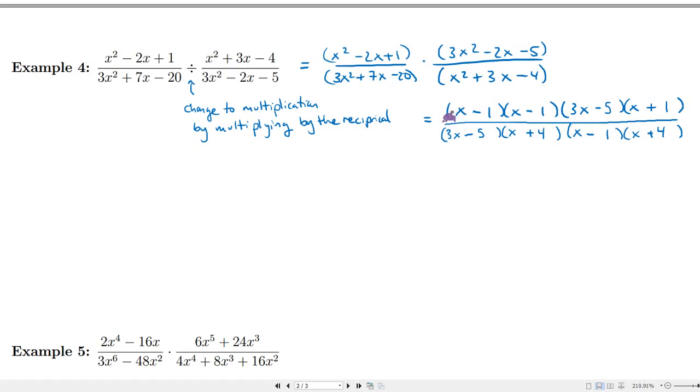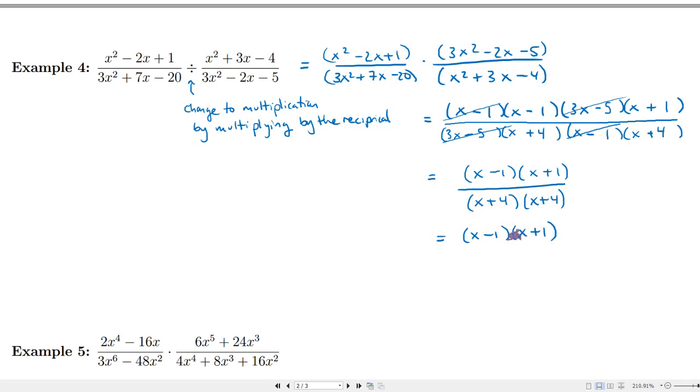Okay, and then now reduce. So the x minus 1 will reduce. We're still left with one other x minus 1, no reduction. 3x minus 5 reduces. And it looks like that is all that's going to reduce. So we're left with x minus 1, x plus 1. Denominator, we have x plus 4, x plus 4. But these two are the same, so you might as well write that as a square. So x minus 1, x plus 1, and then x plus 4 quantity squared. And that looks good.